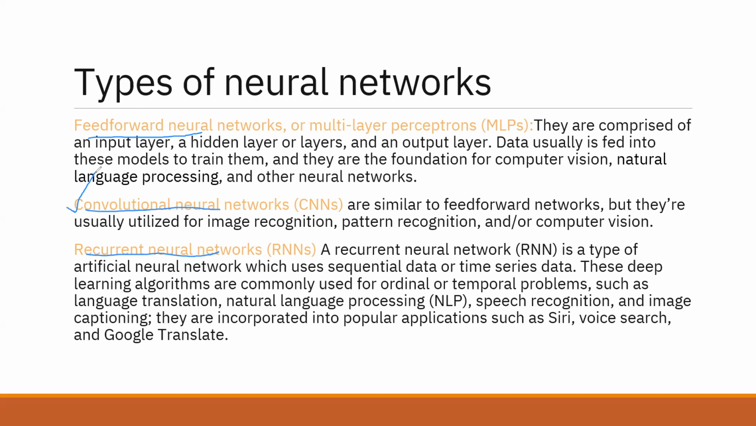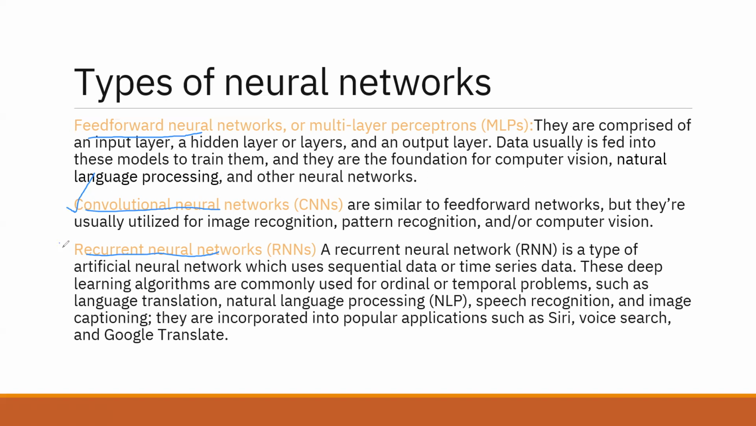Before going on to the next one, let us look into feed-forward networks. Why are these networks called feed-forward? Because the input is processed to the hidden layer, and then it is moved to the output layer. So it is moving in a forward direction. That is why these networks are known as feed-forward networks.